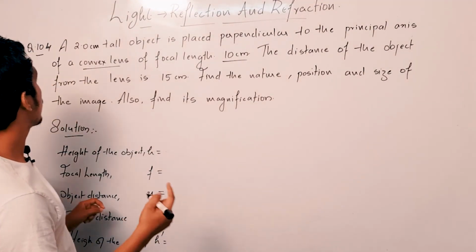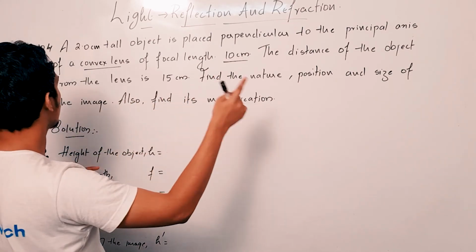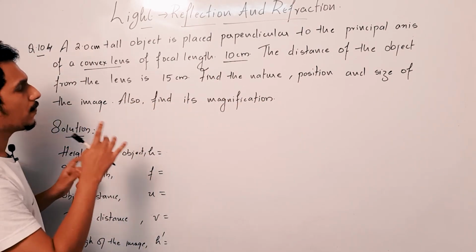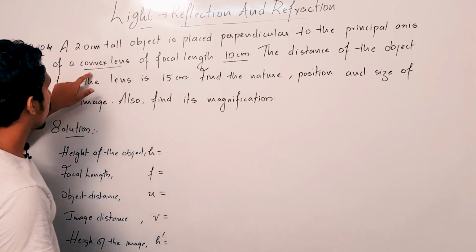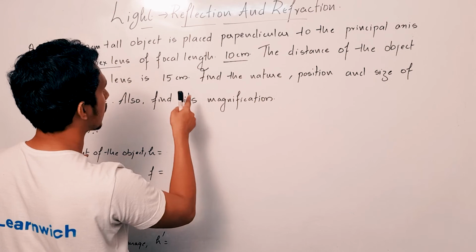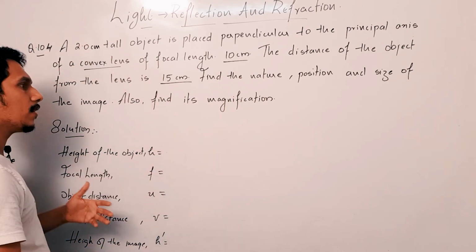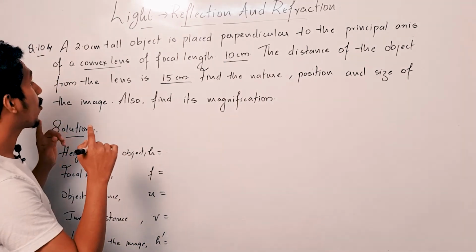Here is question number 4. It says a 2 centimeter tall object is placed perpendicular to the principal axis of a convex lens of focal length 10 centimeter. The distance of the object from the lens is 15 centimeter. Find the nature, position and size of the image. Also find its magnification.